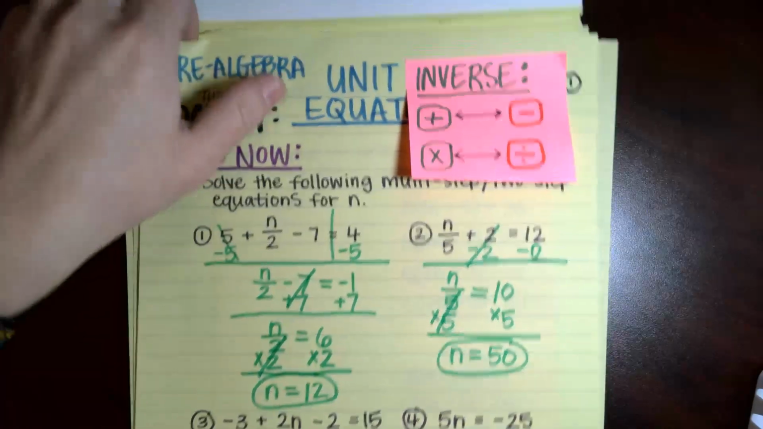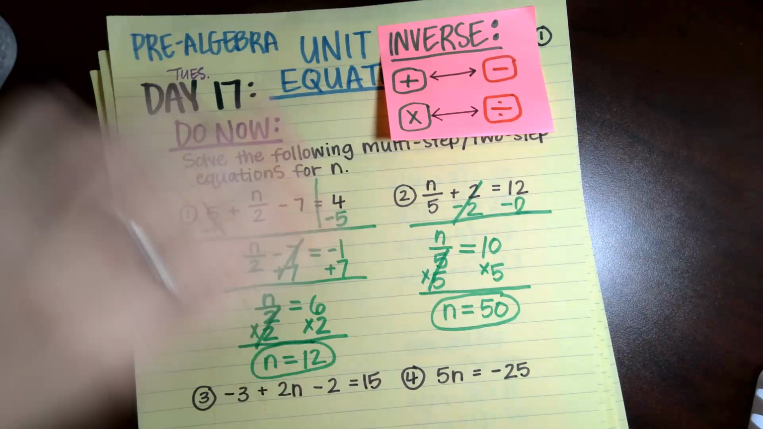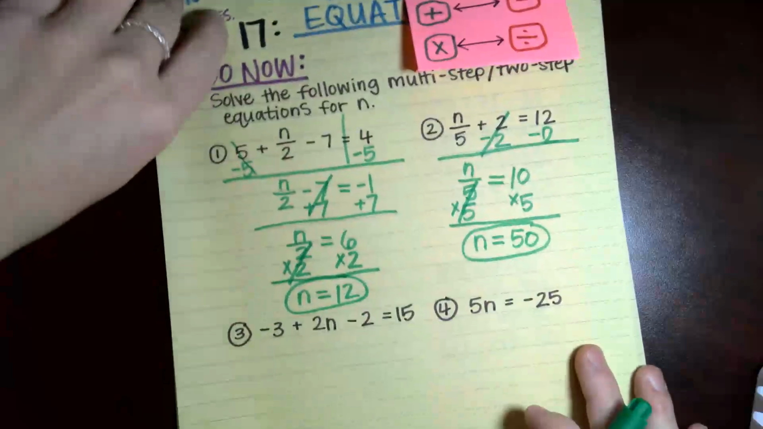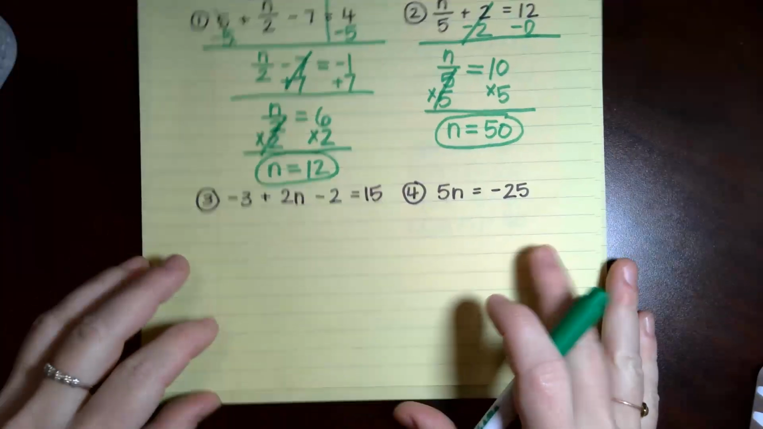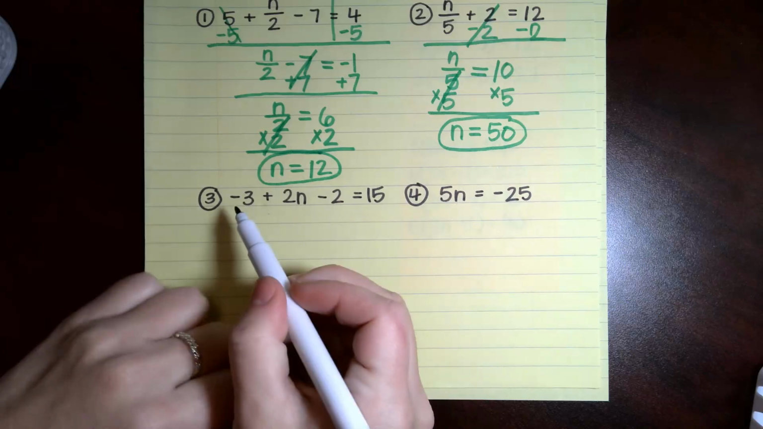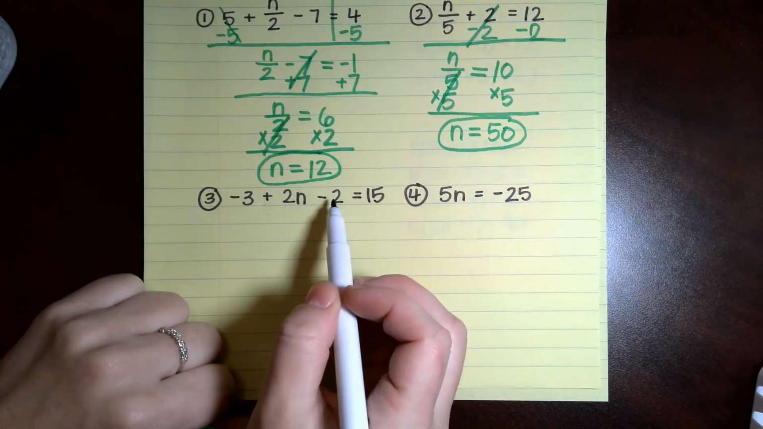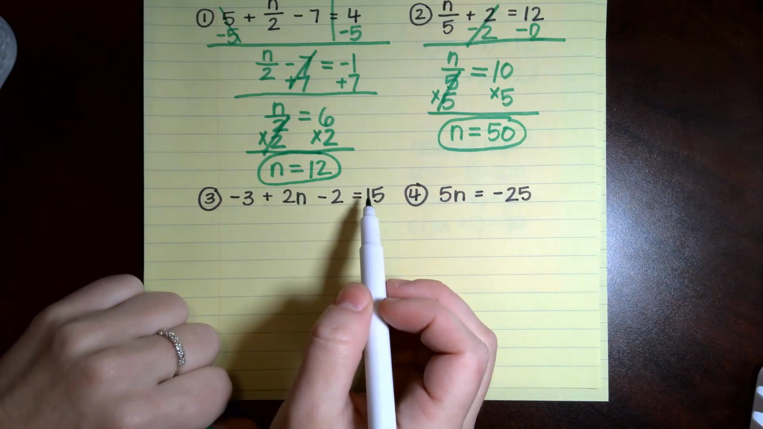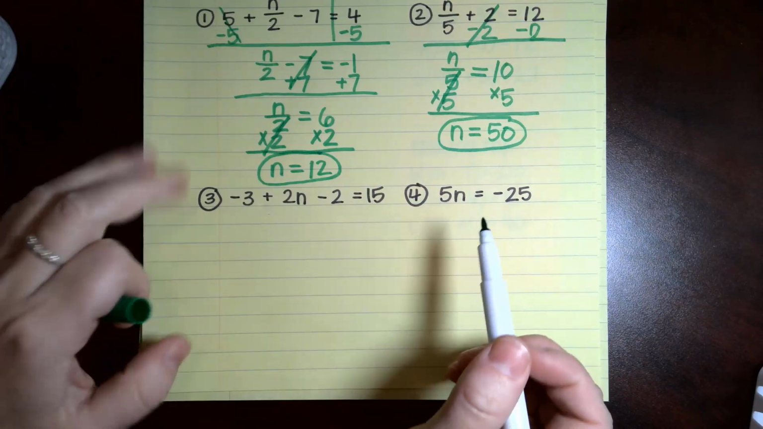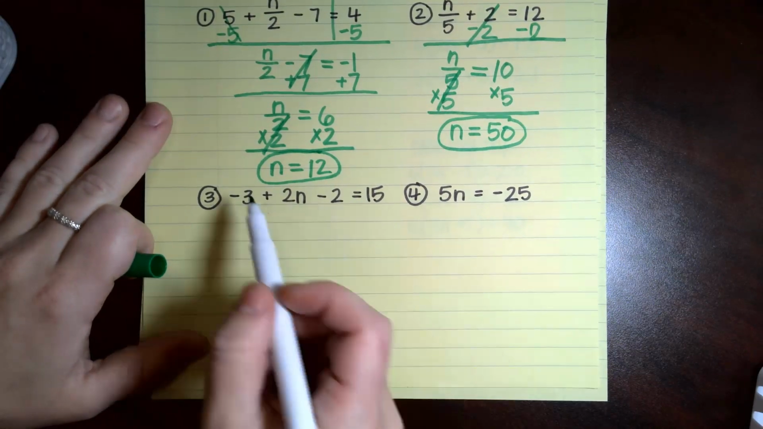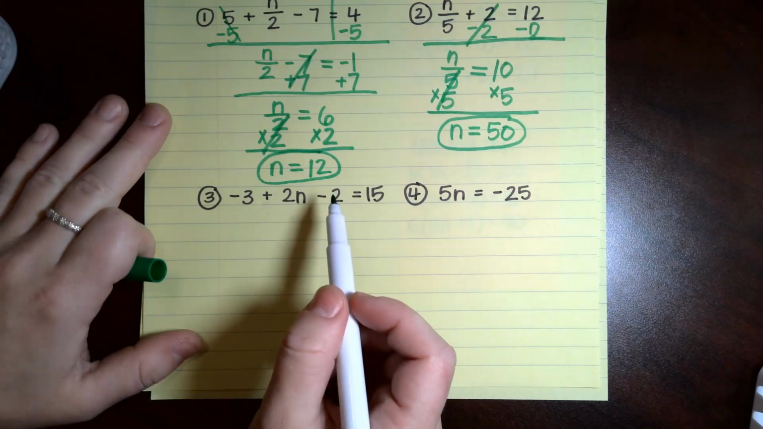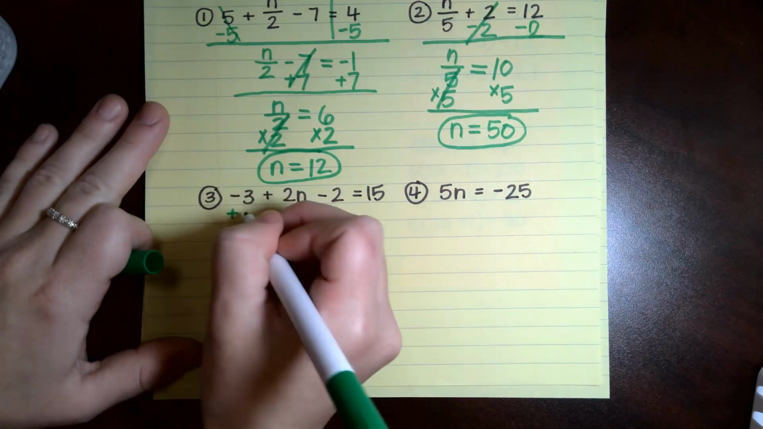All right, let's check out number 3 now. We have -3 plus 2 times n minus 2 equals 15. What should we do first? Yeah, we could do +3 or we could do +2. Let's go ahead and do +3.